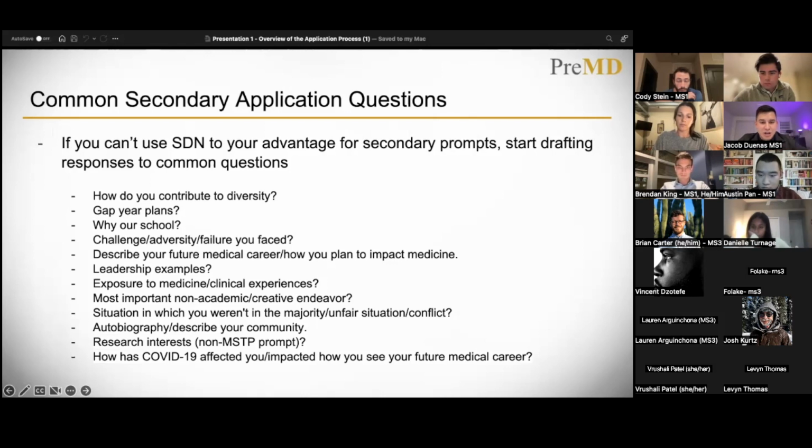And this is just a general list of questions that you can expect to see, like, how do you contribute to diversity? Why our school? I think this one came up a lot. If you're like me and you made a school list and didn't necessarily think 100% about why you want to go to the school before you started your secondaries, it might be a good idea to go back and figure out that question, whether that's the curriculum, certain clubs, certain opportunities. It could be anything, but be able to answer that question. It's also a very common question during interviews.